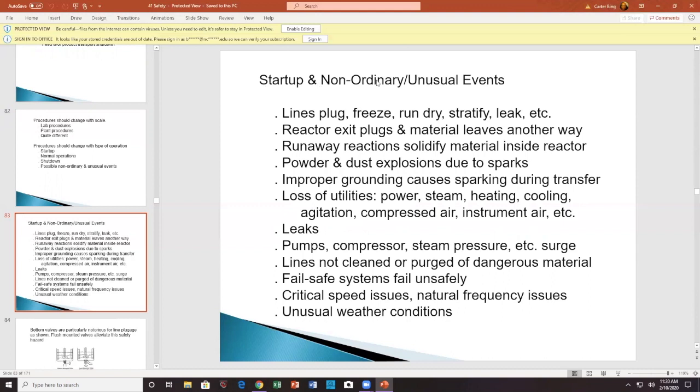Startup or non-ordinary unusual events: lines plug, freeze, run dry, stratify, leak, etc. For example, a reactor plugs, material will leave another way. Runaway reactions solidify material inside the reactions. You have powder and dust explosions due to spark. Improper grounding causes sparks during transfer. Again, transfer means static charge. Lots of utilities.